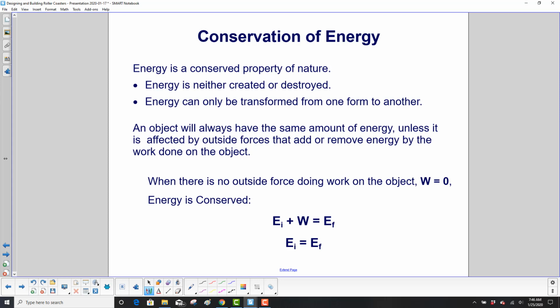Energy is a conserved property of nature. What does that mean? It means it can be neither created or destroyed. However, it can be transformed or changed from one form to another, like gravitational potential energy to kinetic energy, or the reverse. An object will always have the same amount of energy unless it is affected by outside forces that add or remove energy by the work done on the object. When there is no outside force doing work on the object, work equals zero, and this equation here, the initial energy plus work equals final energy, just becomes initial energy equals final energy.